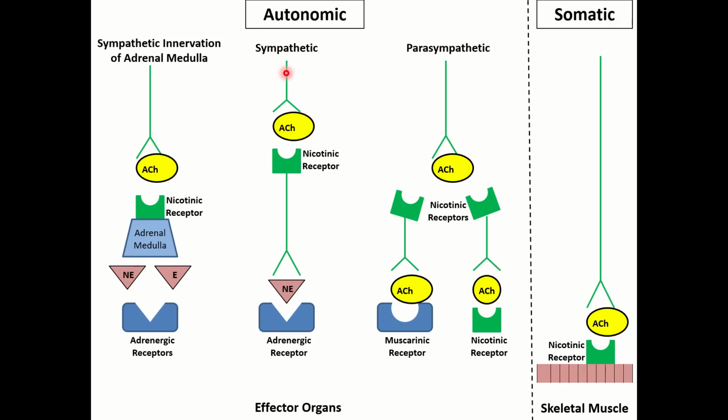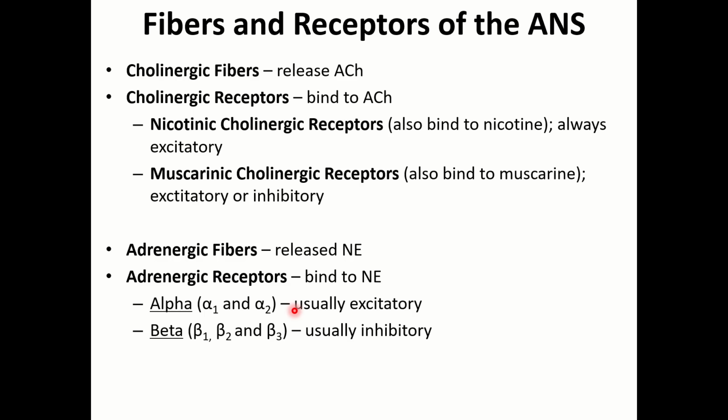When you look at the sympathetic nervous system, the preganglionic fibers are still releasing acetylcholine onto nicotinic cholinergic receptors, which means this is always an excitatory response, causing the postganglionic fiber to release norepinephrine. That, of course, is the difference here between sympathetic and parasympathetic. Sympathetic postganglionic neurons release norepinephrine. Now, this is going to bind to an adrenergic receptor, and depending on what kind of receptor you're looking at, that could have an excitatory or inhibitory response.